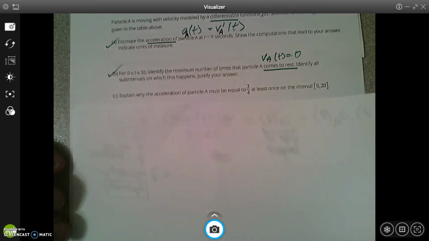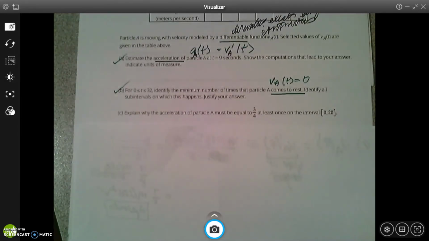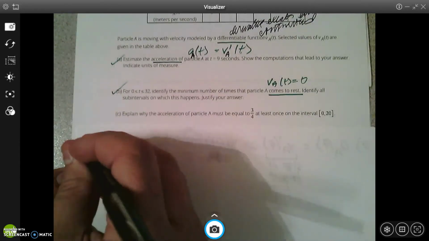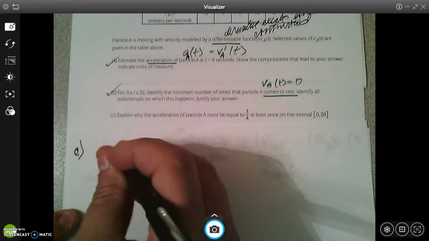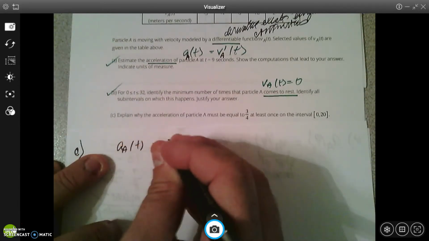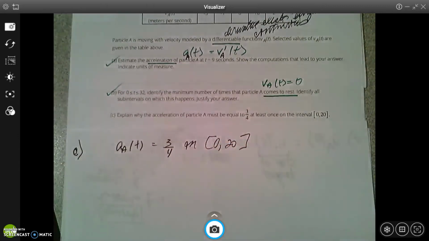All right. Part C, this one was just made up specifically for this video. Explain why the acceleration of particle A must be equal to 3/4 at least once on the interval 0, 20. I would assume that when you worked on this problem on your own, maybe you weren't 100% sure what to do. Well, I want to know that the acceleration is equal to 3/4 on this interval 0, 20. I want to show why that's true.